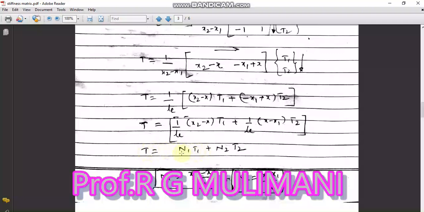So what is N1 here? The coefficient of t1 is 1 by LE times x2 minus x. Similarly, N2 is equal to x minus x1 by LE. We have got these same shape functions for bars as well as shaft problems.